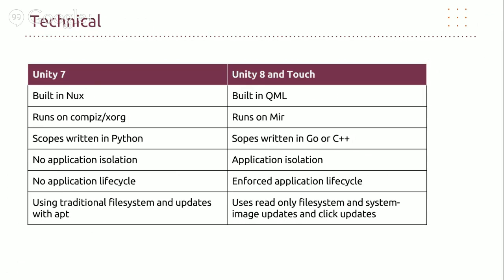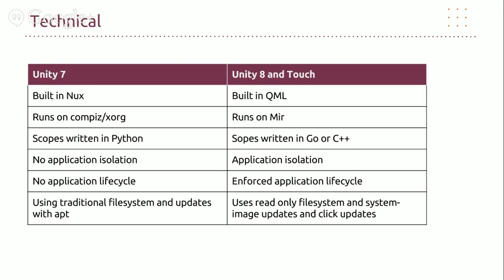So for instance, Unity 7 is built in Nux, and Nux is our custom GL library for building desktops, and it was really a great thing to build at the time and really served us well. But since then, we've written Unity 8 in QML. And that gives us a lot more flexibility and speed in making changes. So it's much easier now to make changes in Unity 8. So it's really much more inviting for contributions.